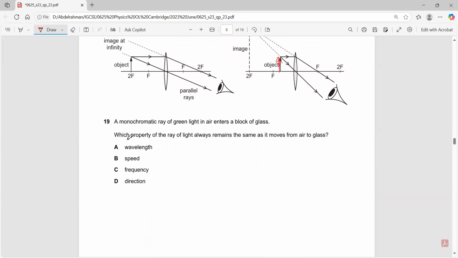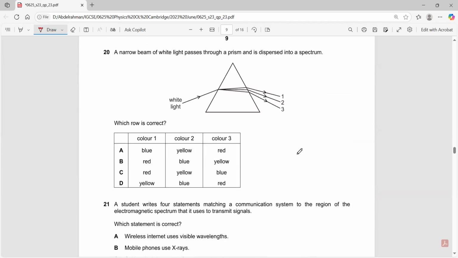Monochromatic ray. What does monochromatic mean? Which property of the ray always remains the same as it moves from air to glass? As it moves from air to glass, the frequency does not change at all. Frequency doesn't change. Okay.